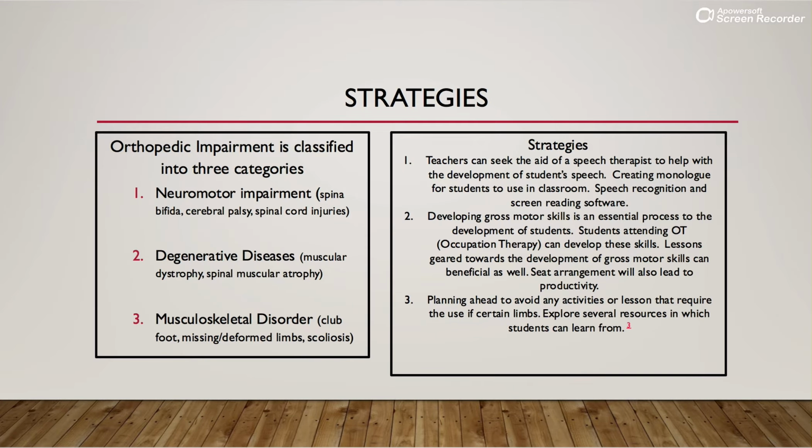Strategies. Now, orthopedic impairment is classified into three categories. One being neuromotor impairment, degenerative diseases, and musculoskeletal disorders. Now, I have created a number of strategies to combat each of the categories.